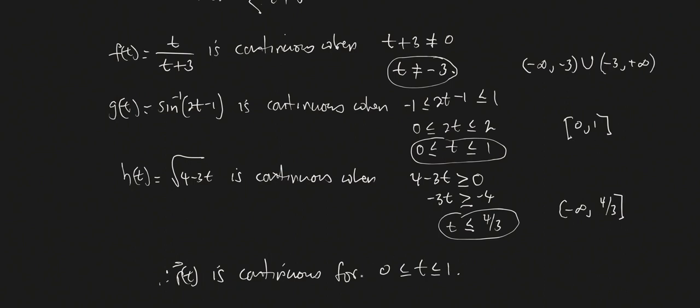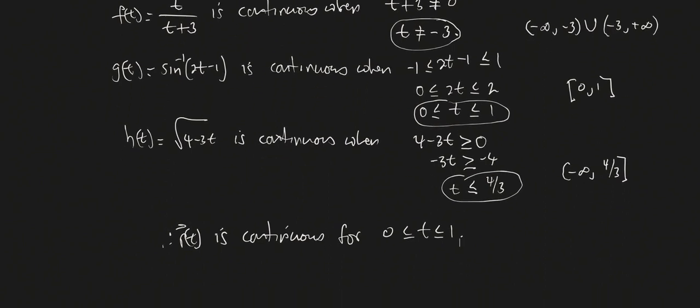right? So this function, if we were to graph it and we tried to define the range for our parameter t, only this range will produce a well-defined and nice continuous function. All right. Okay, so that's continuity.